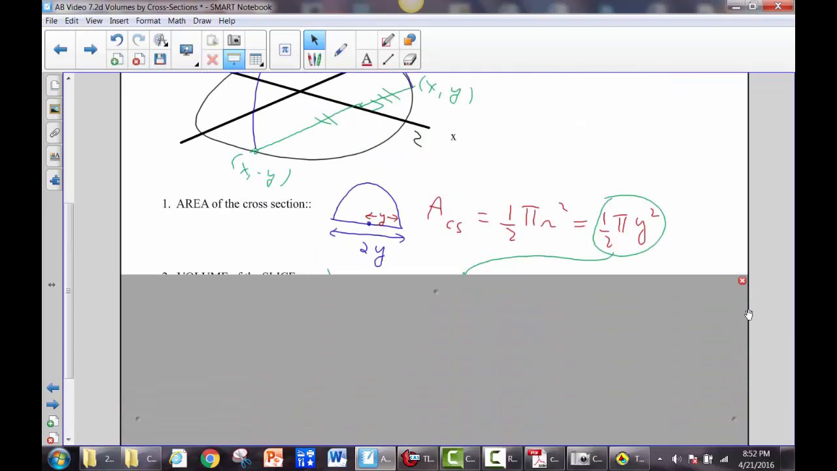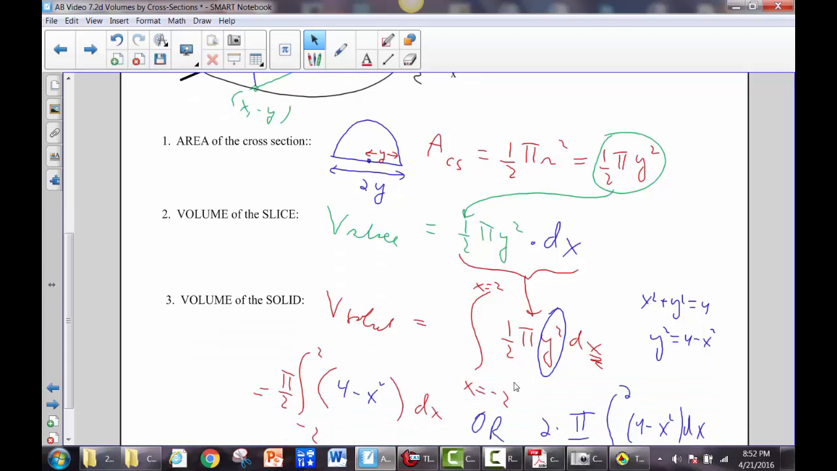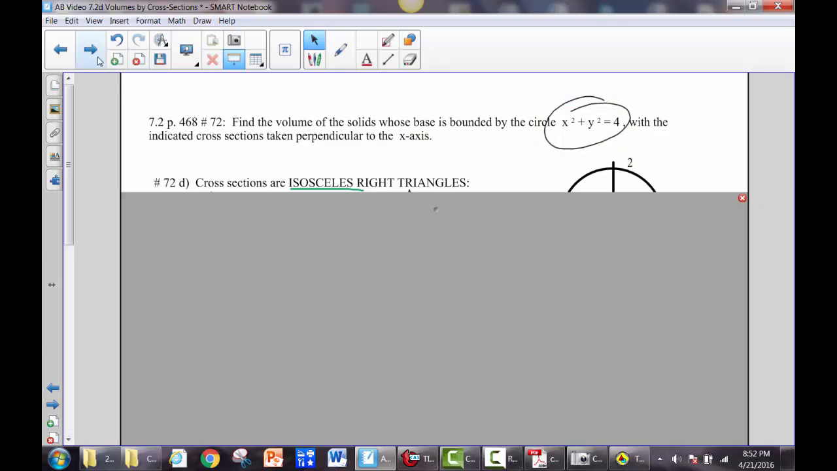Perpendicular to the x-axis, so for the volume of the slice, I'll just stick a dx on that. For the volume of the solid, I'll take that whole expression right there and integrate it. That's x, so it goes from left border to right border. And again, I can't leave the y squared, which is 4 minus x squared. Or again, they could do 2 times 0 to 2 or 2 times negative 2 to 0.